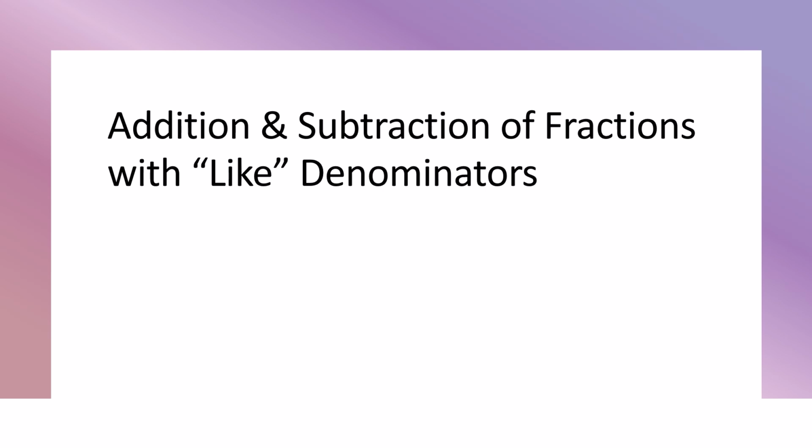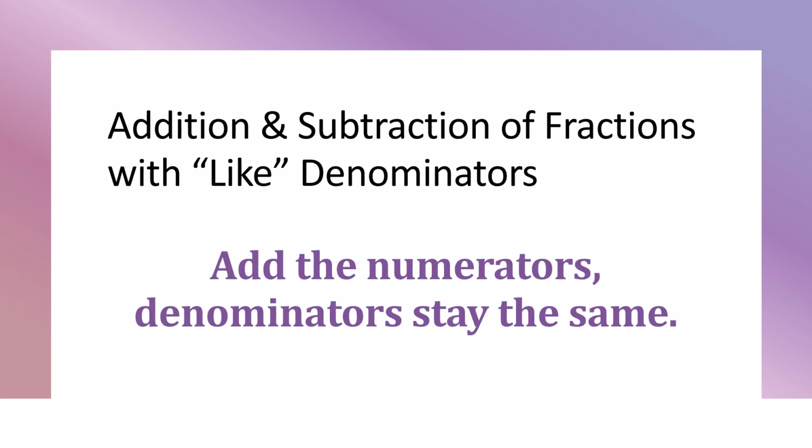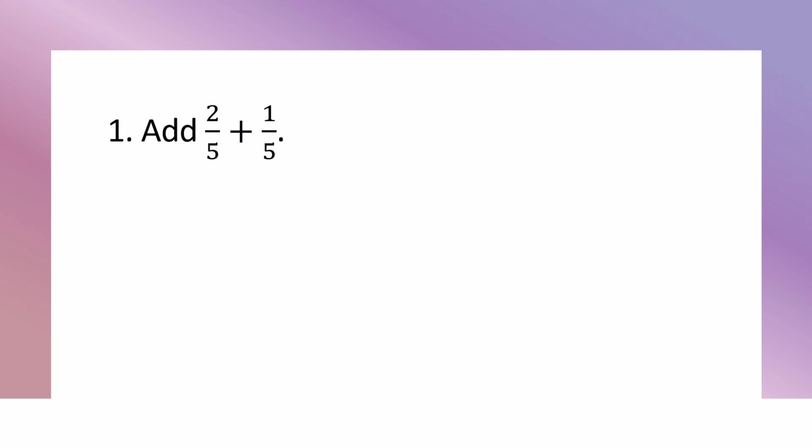We're going to start with addition and subtraction of fractions with like denominators, so whose denominators are the same. In this scenario, you are going to add the numerators and your denominators remain the same. All right, so let's take a look at our first problem. We have add 2 over 5 plus 1 over 5. You could also read this as add 2/5 plus 1/5.